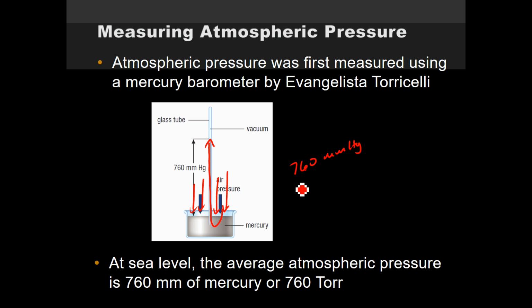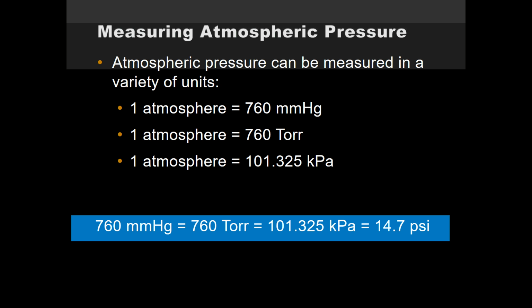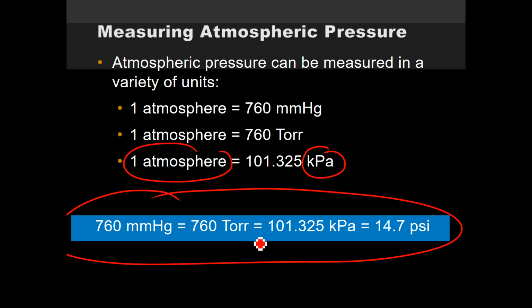And we can also use the unit torr in honor of Torricelli, but these are exactly the same. They're just a different way of measuring mercury. We can also measure pressure in terms of atmospheres and in kPa. And what you notice is that at 1 atmosphere, we've got 760 millimeters of mercury, which is 760 torr. That's equal to 101.325 kPa, and it's the same as 14.7 psi in the old system. So these are all equivalent to each other, and we can convert back and forth whenever we have to, depending on how we're measuring pressure.